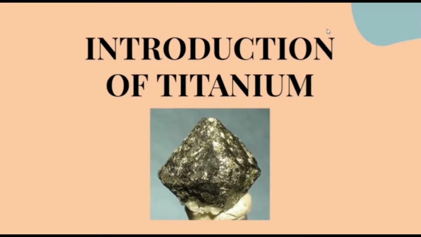Titanium is the ninth most abundant element in the Earth's crust. Its abundance is estimated to be about 0.63%. That means titanium is right between hydrogen and potassium for element abundance on Earth.